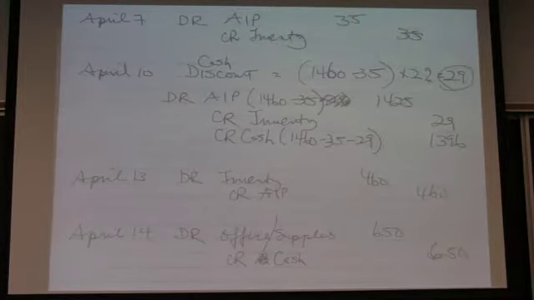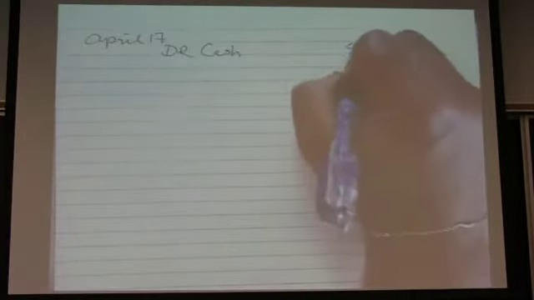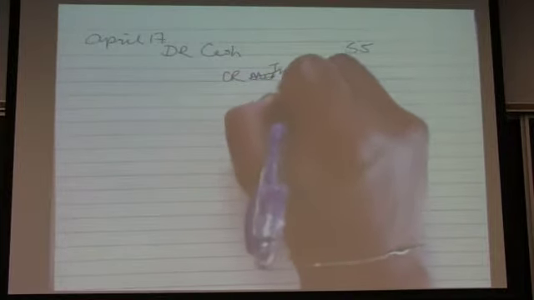On the 17th, we received $55 cash from refund from Nike Sports for damaged inventory that was returned. Okay, so again, we have another return scenario. So we're going to debit cash, credit merchandise inventory, or just inventory.